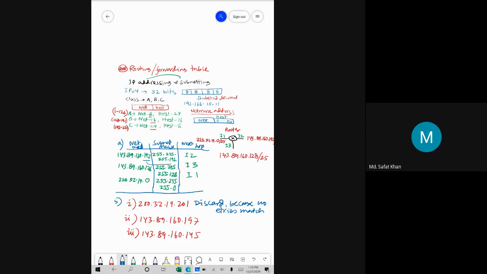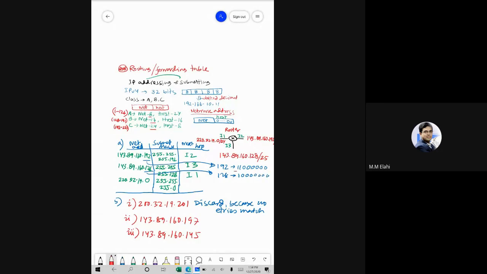Sir, will this be I3? Break this 192. Not I3, the answer will actually be I2. How? I am saying, you have to break 192 into binary. Again you have to break 128 also into binary.